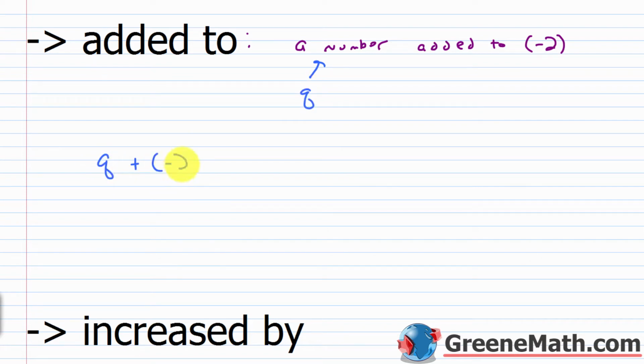Then we also see something like "added to." So if I said a number added to -2, what would that be? Well, I can use, again, a variable to represent a number. Let's use, I don't know, q, for example. So if I said q added to -2, then I would have q plus -2. Or again, I could put -2 plus q. Again, addition is commutative, so the order is not important.